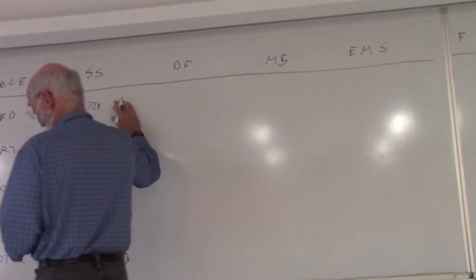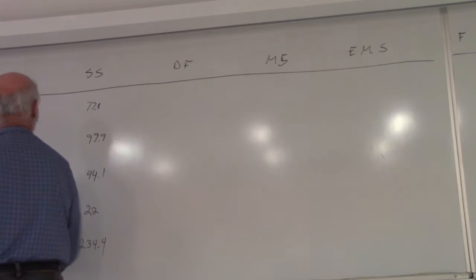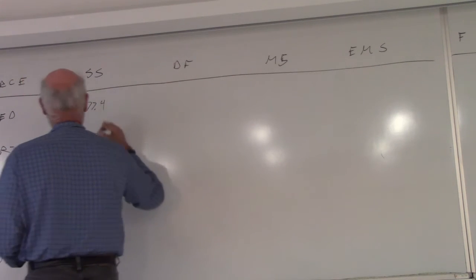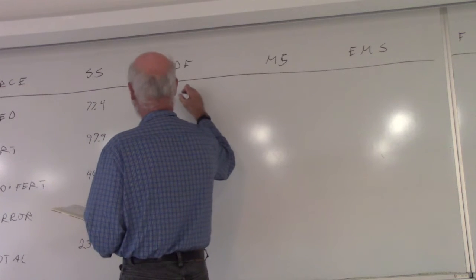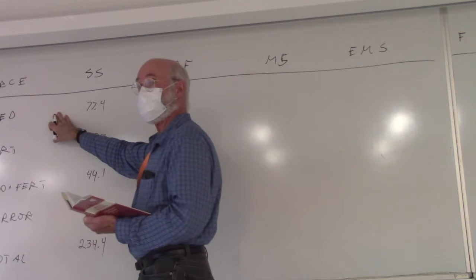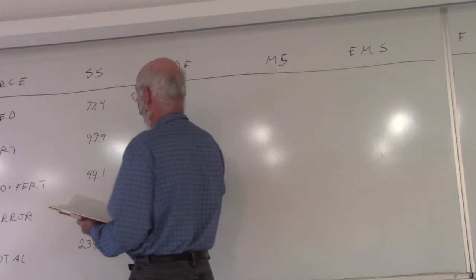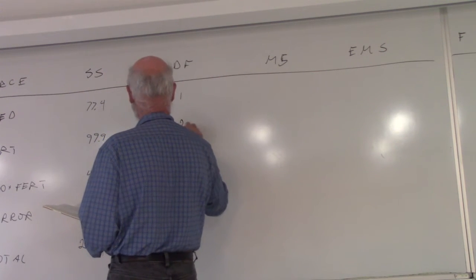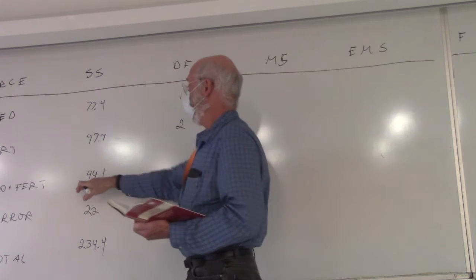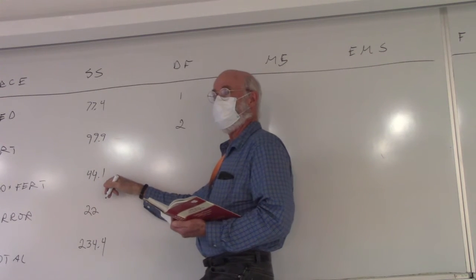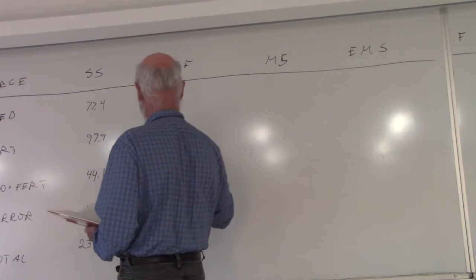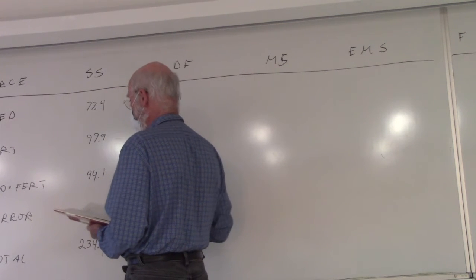Is that a 9 up there? That's a 4, 77.4. Okay, degrees of freedom, I get 1 because I had 2 types of seeds. 2 minus 1 is 1. Fertilizer, I had 3 levels of fertilizer, so I should have 2 degrees of freedom there. Degrees of freedom here is A minus 1 quantity times B minus 1. All right, so it should be 1 times 2, so it should be 2.